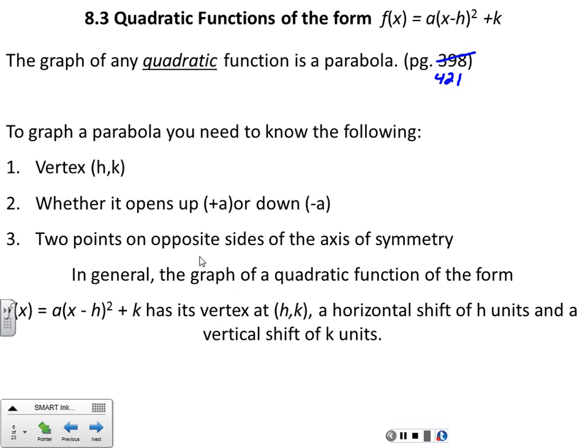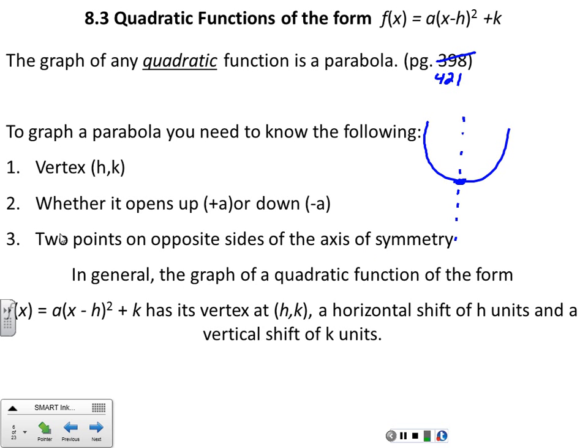So 2 points on opposite sides of the axis of symmetry. Let's talk about the axis of symmetry. If I have a parabola, and you'll notice that I am not a Picasso, and let's say that this is my vertex, the axis of symmetry will go through the vertex. Okay, so that is your axis of symmetry. It's just a vertical line going through the vertex.